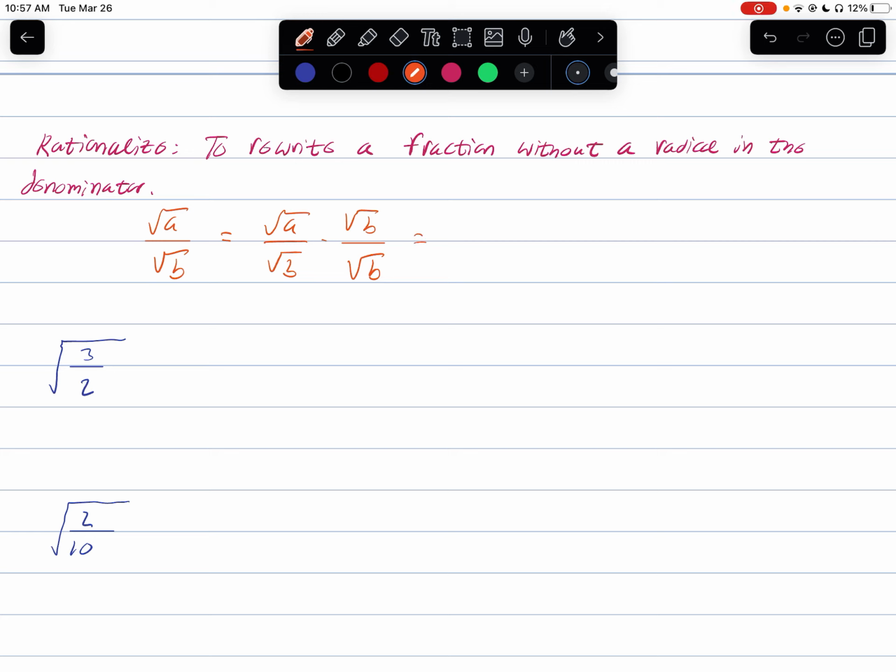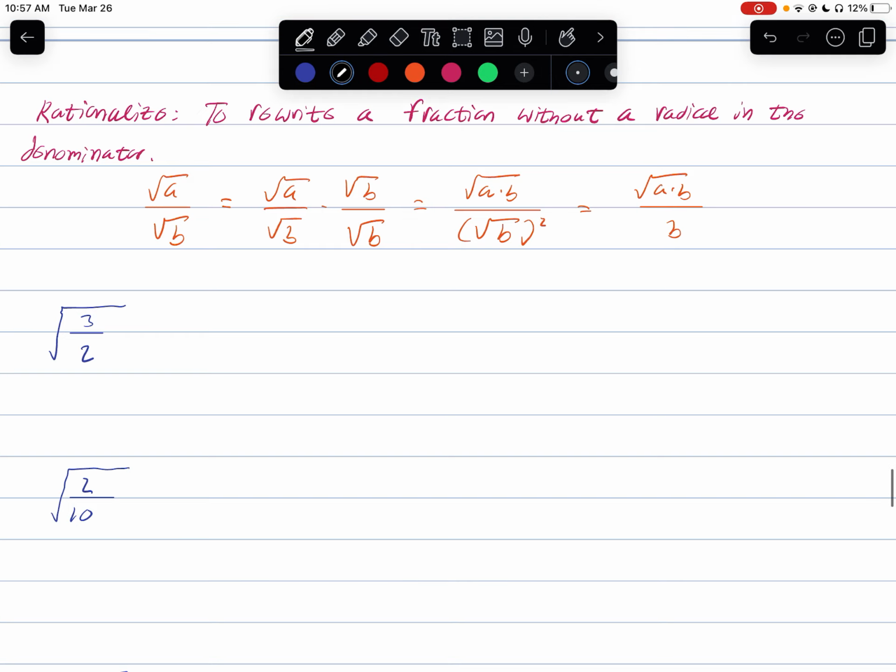And then we can utilize our rules here. We have the square root of a times b over the square root of b squared, which just gives us the square root of a times b over b. So the square root of a over the square root of b is equal to the square root of a times b over b. All right, so let's solve a few problems that way.